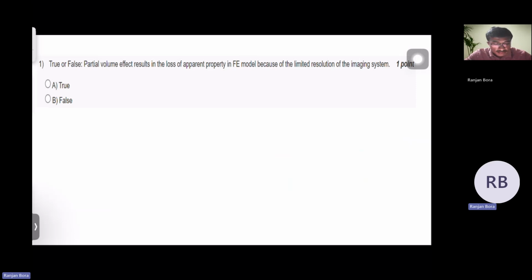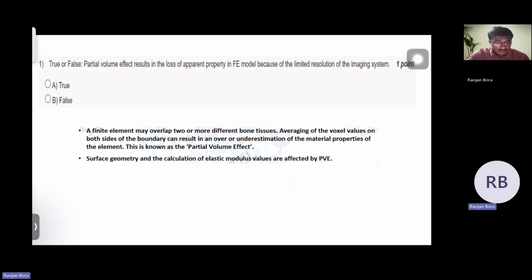It is a true statement. Using the partial volume effect, we lose some properties in the FE model because of the limitations of the imaging system. A finite element may overlap two or more different bone tissues, and in the partial volume effect, we average the voxel values on both sides of the boundary. This results in underestimation of the material properties of the element, and this effect is known as the partial volume effect. So this statement is true, and option A is correct.